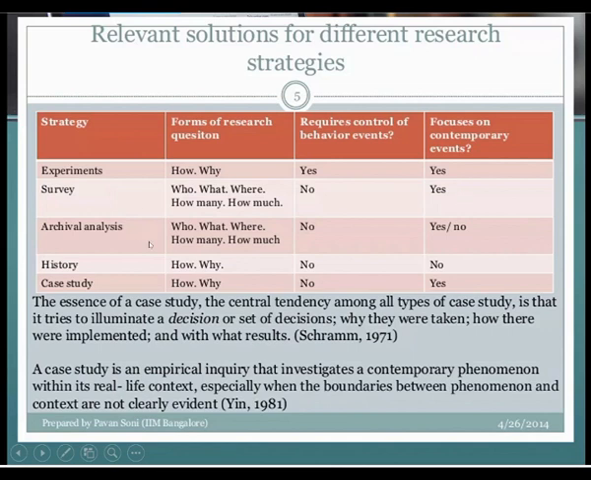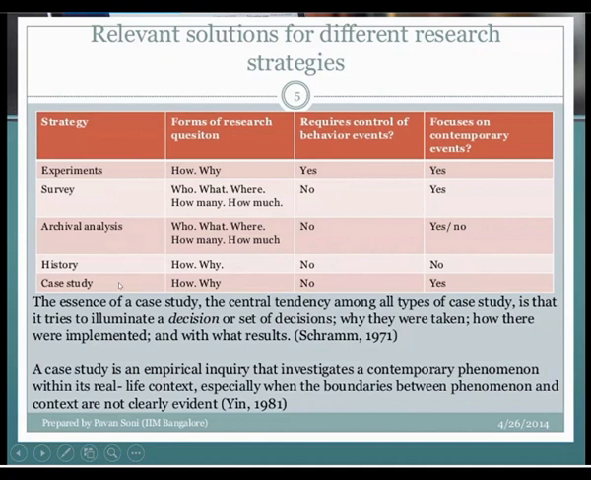For example, archival analysis is basically historical, related also to history. You study the archive, what happened that is archived in the library, who, what, where, how many, and can you control? No. And it can be an event that is current, or it can be an old event that happened before. History, of course, also asks how and why, but you also cannot control the behavior of the respondents, and it will be in the old, it's not the current situation.